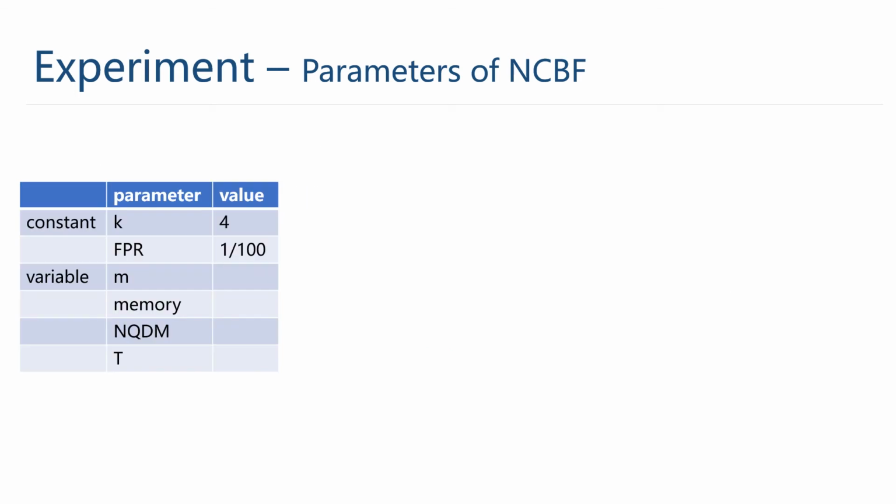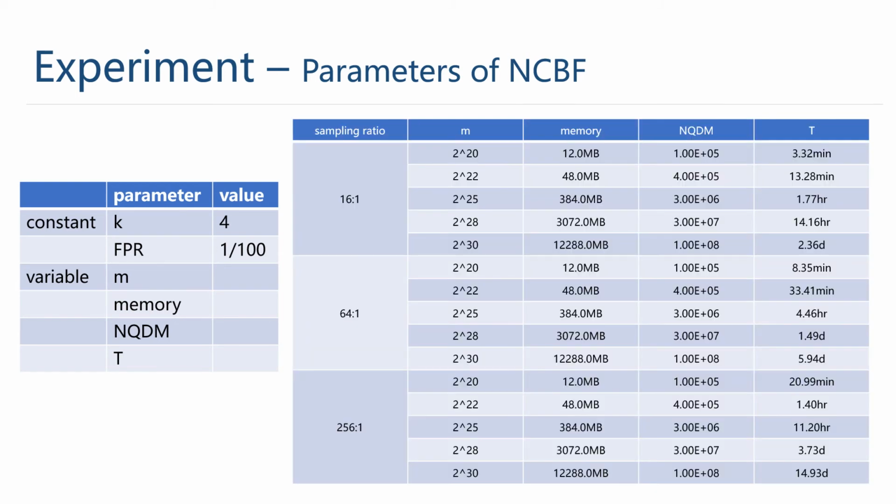By changing the sampling ratio, NQB has different values shown in the table, but they all represent the 15-minute traffic. When we set the value of K to 2 and the value of FPR to 1, by changing the value of M, we can get the result. From the table, we can know that when the sampling ratio is 16 to 1, we set the memory of the NCBF to about 10 GB. The NCBF can handle the backbone network traffic for 2 days. When the sampling ratio increases, NCBF of the same memory can process the traffic for a longer time.